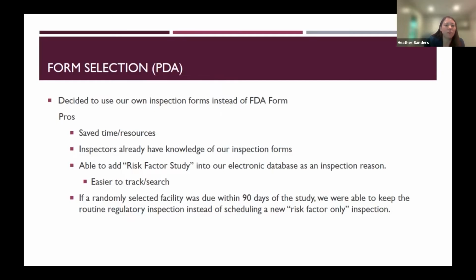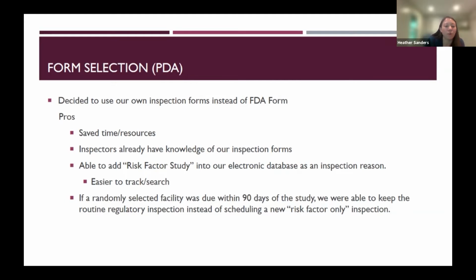So we had decided to use our own regulatory inspection form instead of the FDA's form. Initially, this was due to just time and resources for IT enhancements needed and the extra training that would have been needed for the new form. By using our form, inspectors already had the knowledge of how to use our inspection forms, so the only extra training that we had was some additional information needed in the comment section and going over the letters at the facilities. We did add a risk factor study classification to our electronic database, which made it easier to track and search for inspection completions.